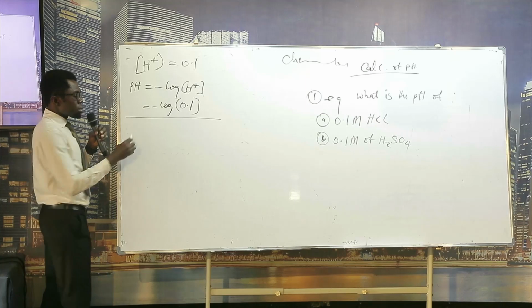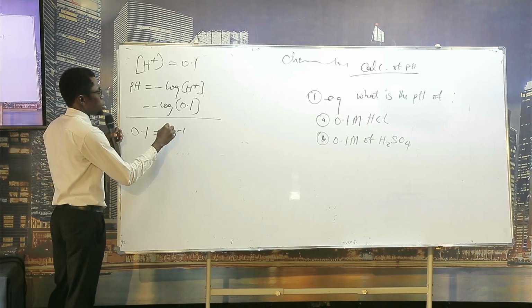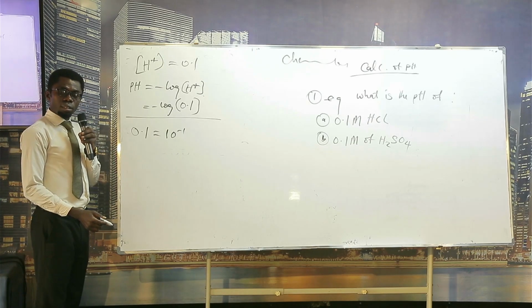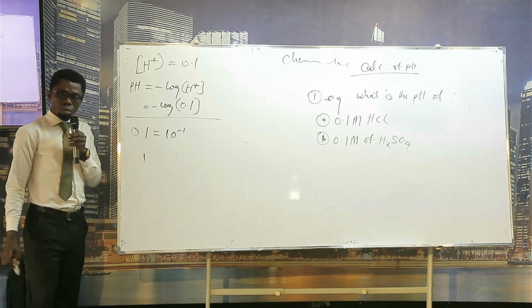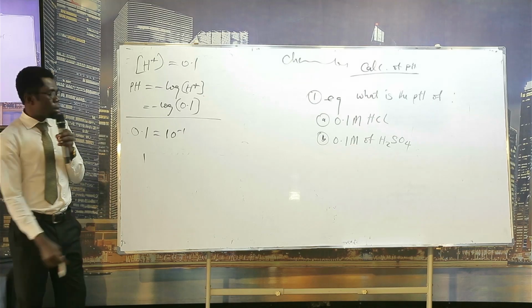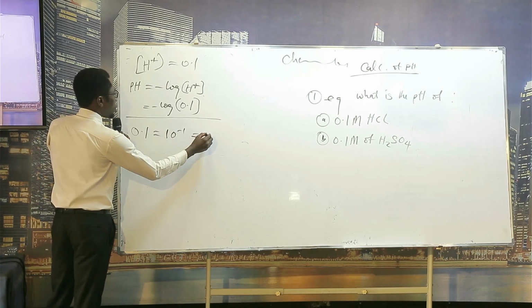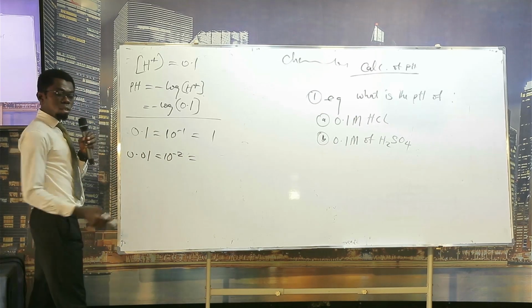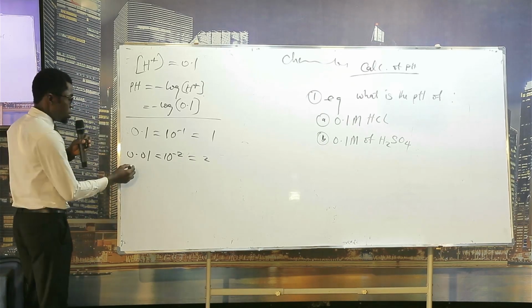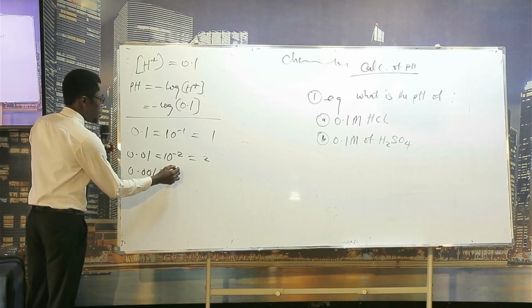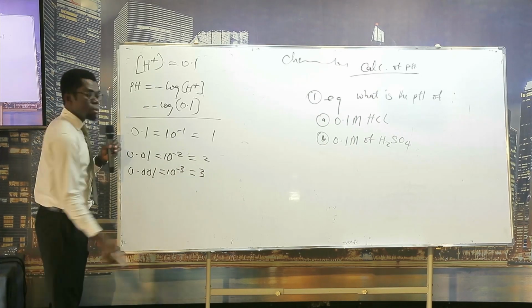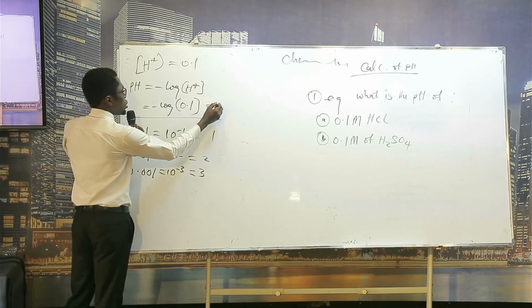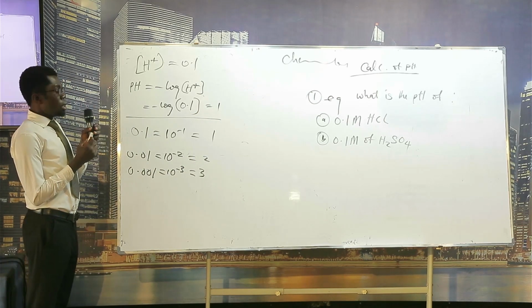What I'm trying to say is this. This is something as 10 power minus 1. This is the index. So what is the anti-log of this? 1. If I have 0.01, what would I have? What is the anti-log? 2. If I have 0.001, what do I have? What is the anti-log? 3. So what is the anti-log of this? What is the value of this? 1. Do you understand me?